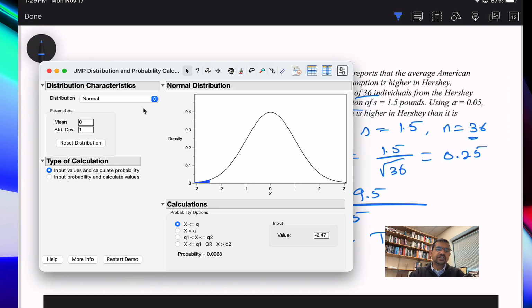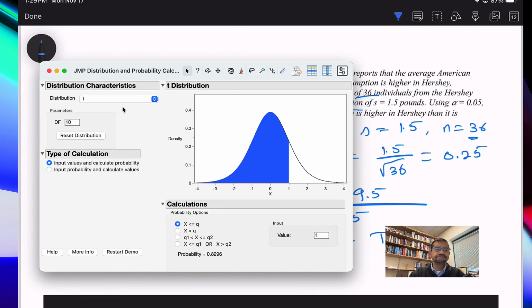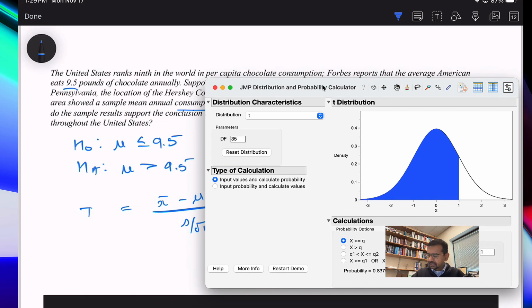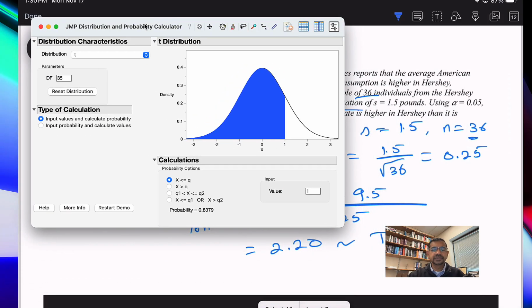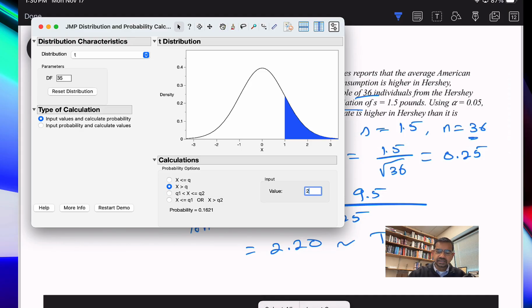So instead of our normal, we will switch to our T distribution. Our degrees of freedom is 35. I want to again input the values and calculate the probability. But now notice that we are doing a right-tailed test, because the arrow points to the right. So this is a right-tailed test, and here I'll put in the corresponding values. Our statistic is 2.2. We will conduct the right-tailed test, and we'll write in 2.2, and our answer is 0.0173.